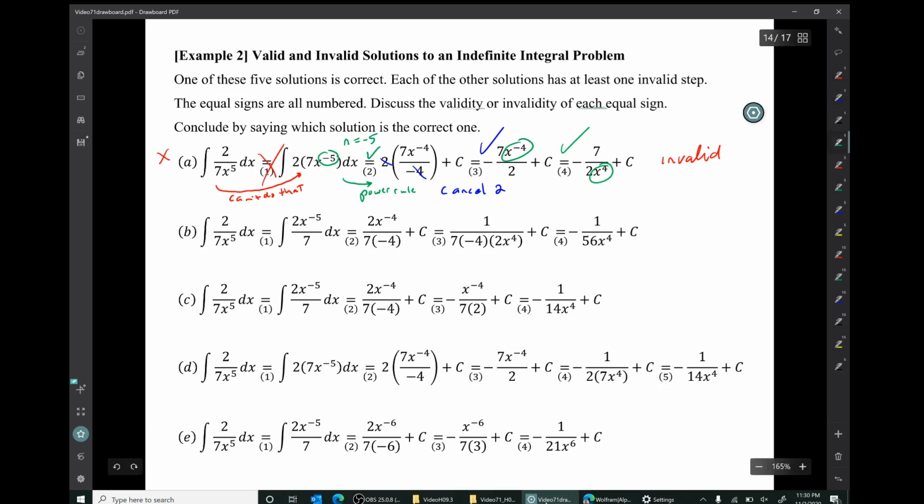In the first step, an x to the fifth got moved from the denominator up to the numerator, and it became an x to the minus fifth. And notice that that 7 stayed down in the bottom. So this first step is correct.